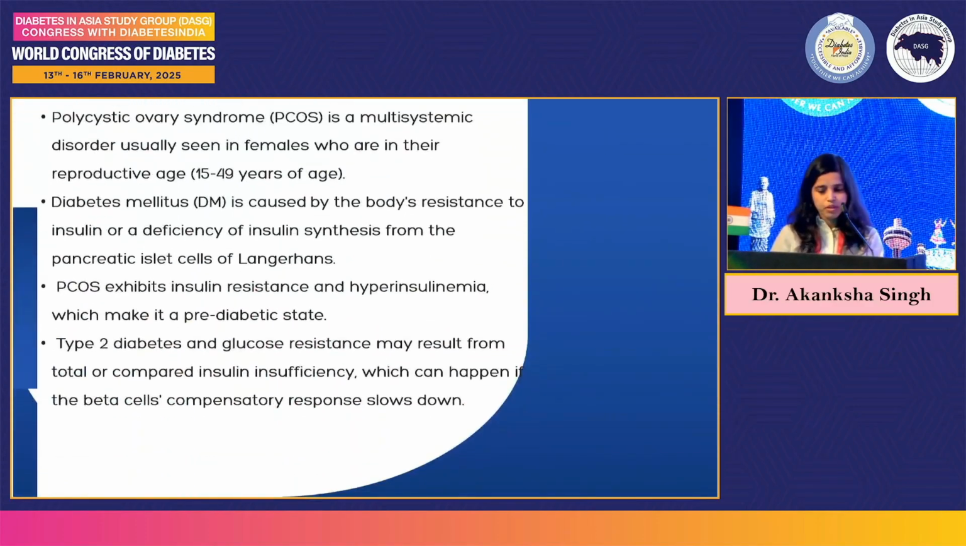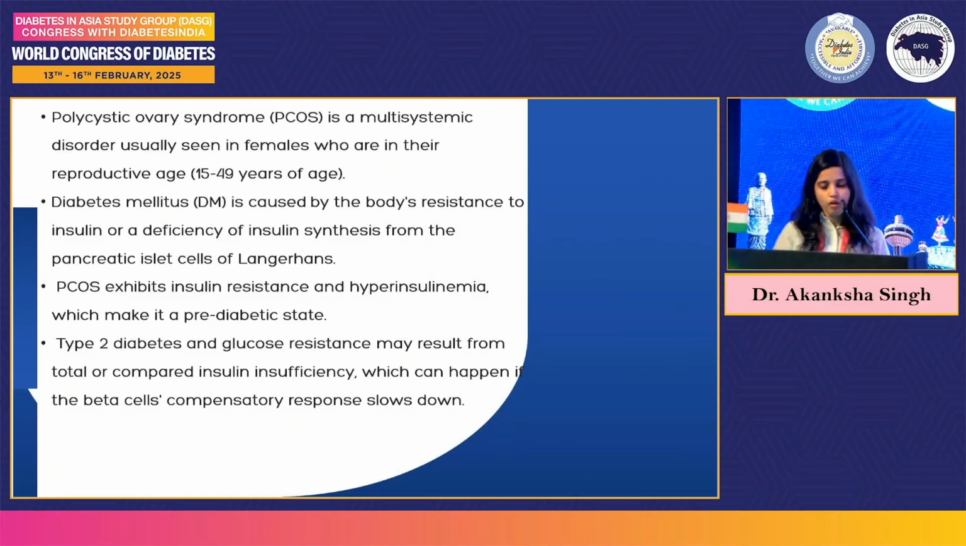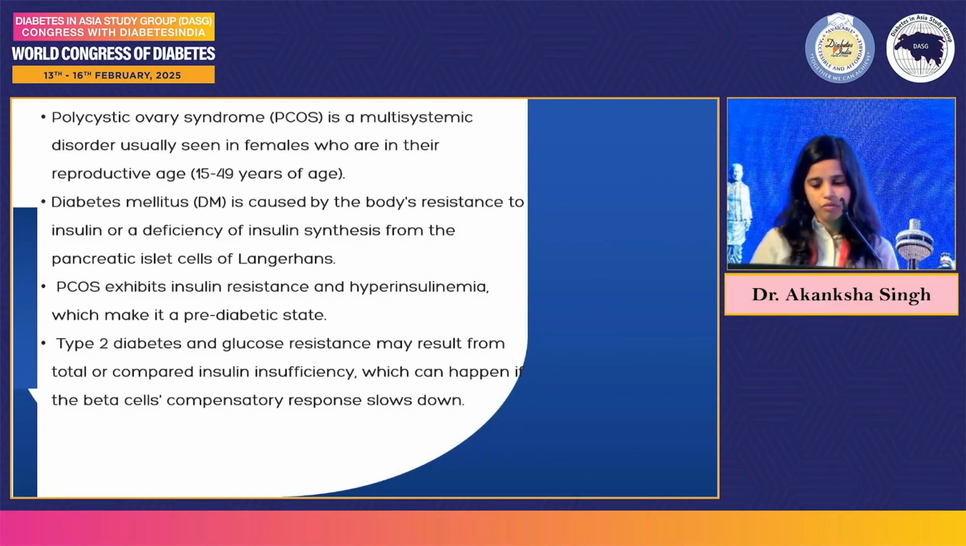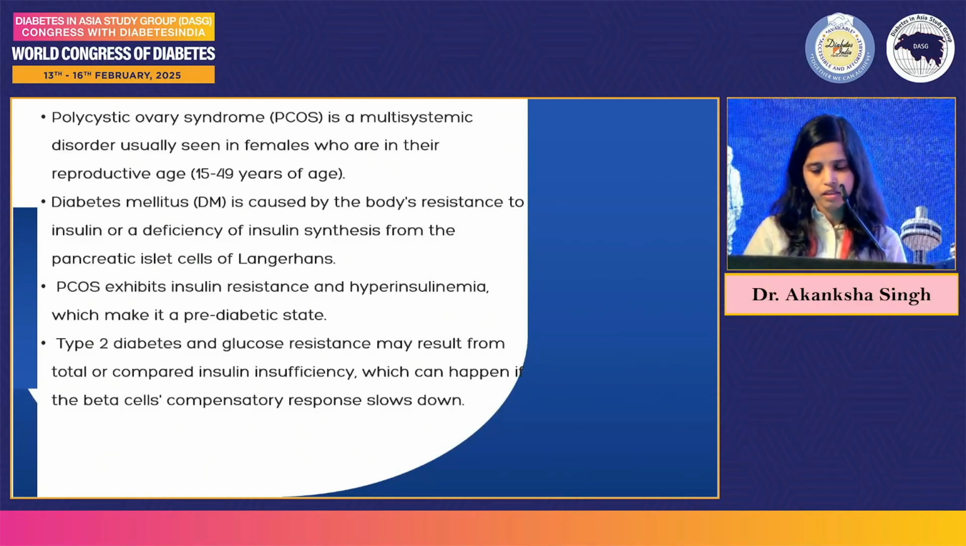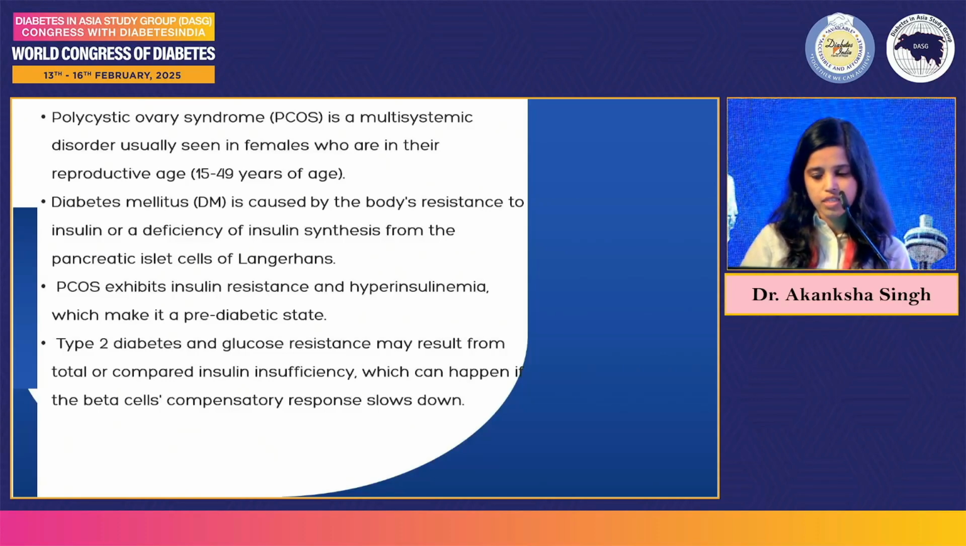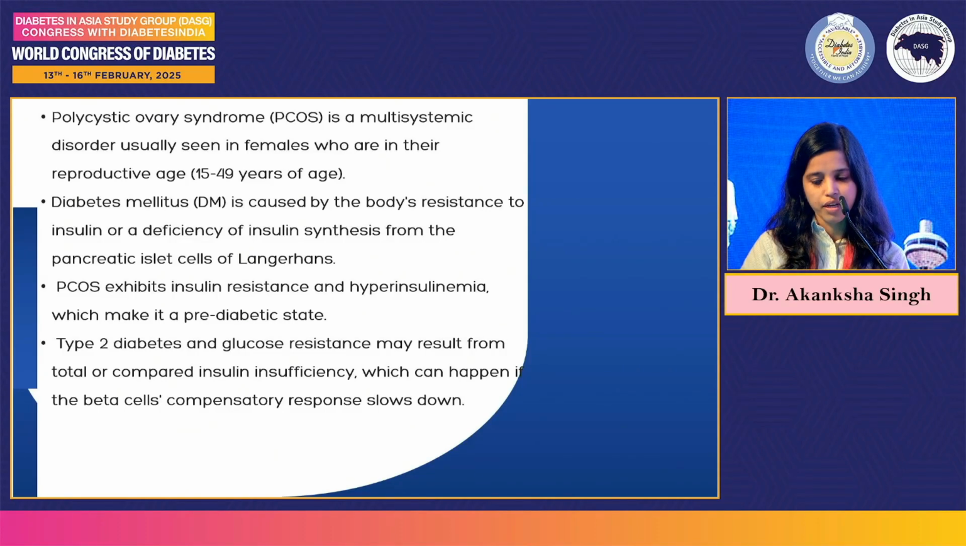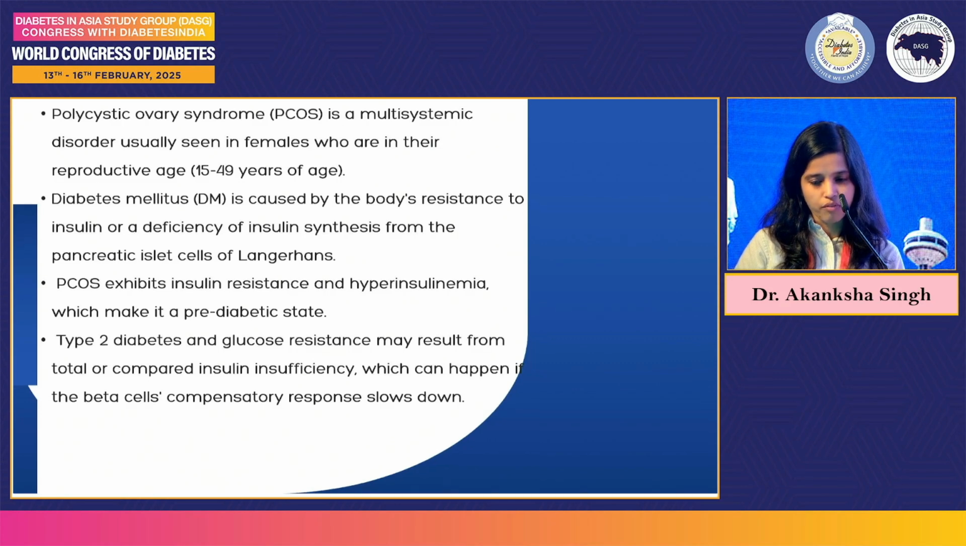Introduction. PCOS is a multisystemic disorder usually seen in females who are in their reproductive age. Diabetes mellitus is caused by the body's resistance to insulin or a deficiency of insulin synthesis from the pancreatic islets of Langerhans. PCOS exhibits insulin resistance and hyperinsulinemia, which makes it a pre-diabetic state. Type 2 diabetes and glucose resistance may result from total insulin insufficiency, which can happen if the beta cells' compensatory response slows down with time.